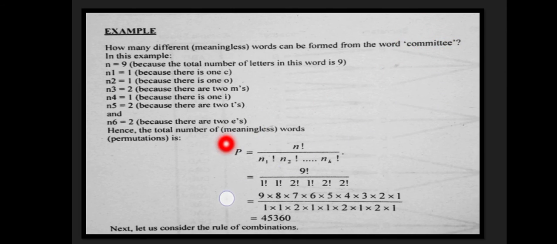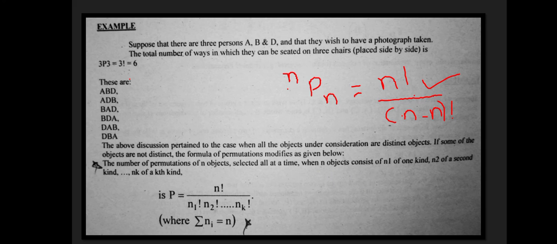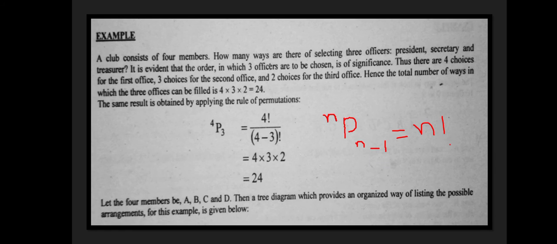And why have we used this formula? Because the elements are not distinct. One element is of one kind and another element of the word committee is of another kind. So we have used the modified form of the formula of permutation. I hope you have understood what permutation is and the formula of permutation, and we have studied two important results as well: nPn is equal to n factorial and nP(n-1) is equal to n factorial.